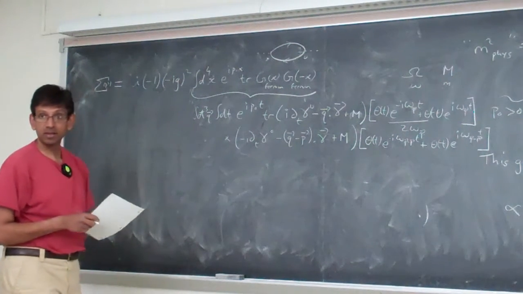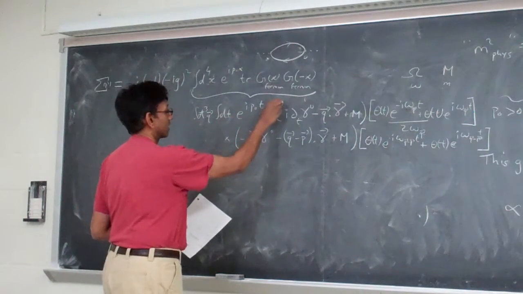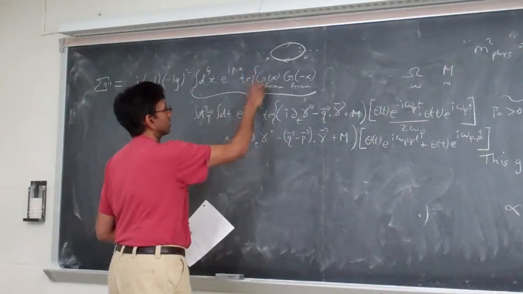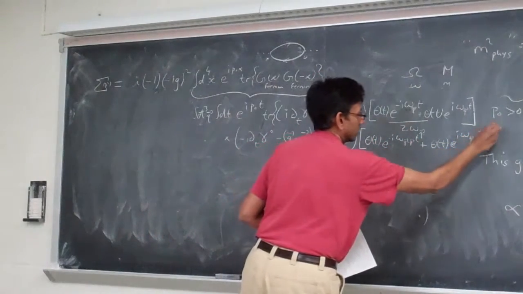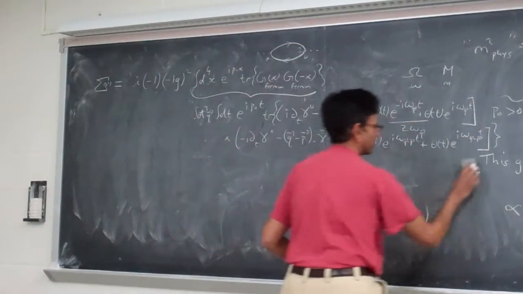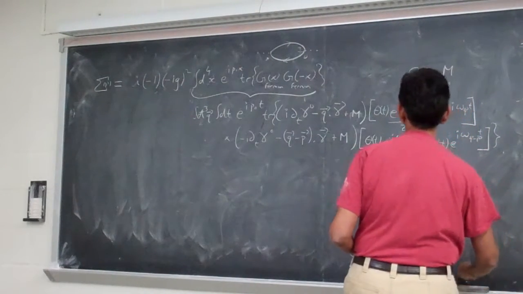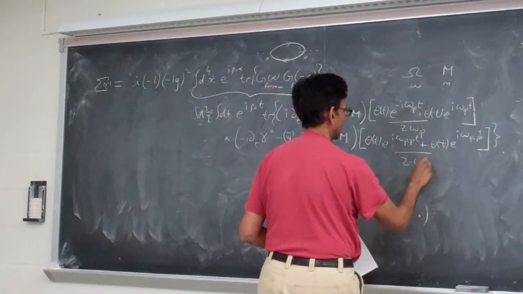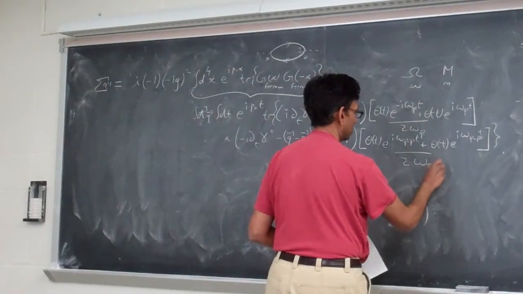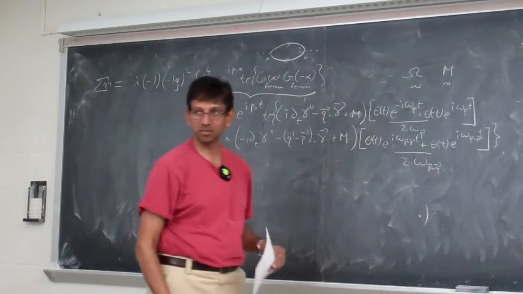Okay, that's what you're used to. And the trace is over everything, just as usual. So it's a bit of a mess. Sorry, are you using 1 over 2 omega factor for the second? Yes, absolutely. Q minus P, P minus Q, it's in the energy, it doesn't matter.